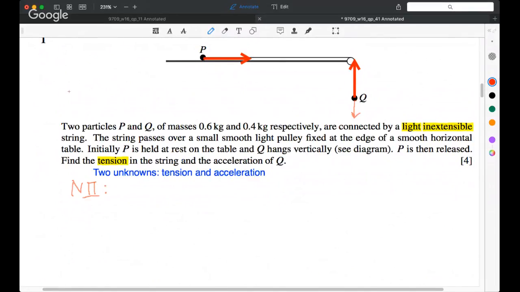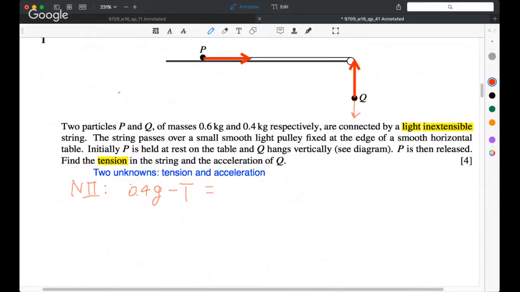How does Newton's second law apply to object Q? So we have tension, and what's the force acting downwards? That would be 0.4 times g, the constant of gravitational acceleration, minus T. That will be the resultant force.